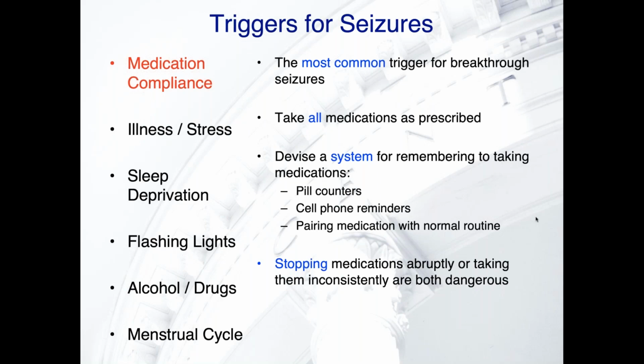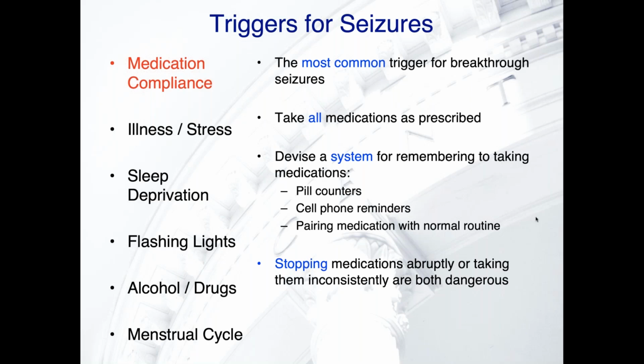Probably the single most common reason for someone to have a breakthrough seizure, meaning someone who's well controlled to have a seizure that just comes through, is because they missed medication. It's very, very common. I myself take medication for various conditions, and it's hard to remember to take all of your medicine appropriately all the time. We all lead very busy lives, but it's very important, especially with seizure medicines, to make sure that you take all your medication as they are prescribed in terms of the dose and the time.